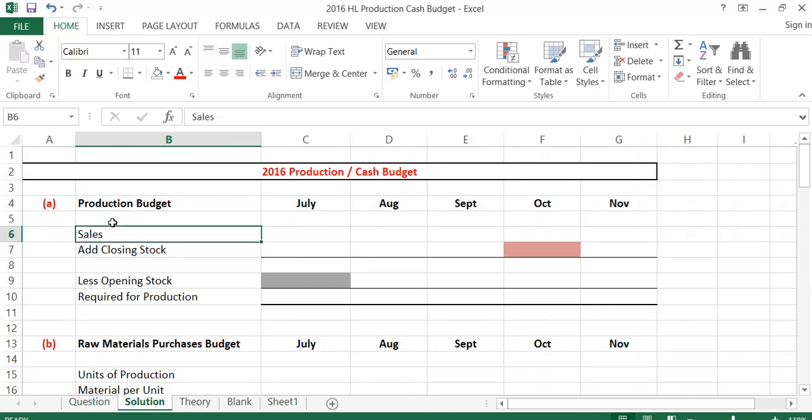For the production budget, we need to find out how many units we need to produce. So we start off with how many we plan to sell. We add the closing stock that we plan to have at the end of the month because we need to make those also. And we take away the opening stock coming forward from the previous month.